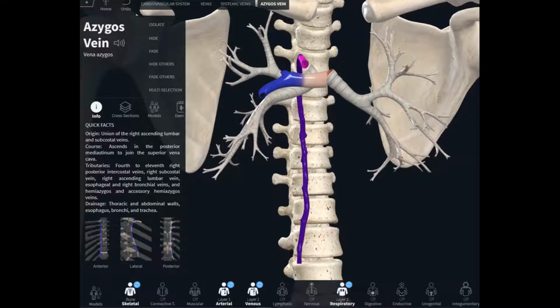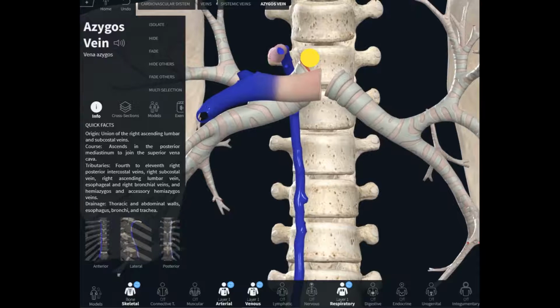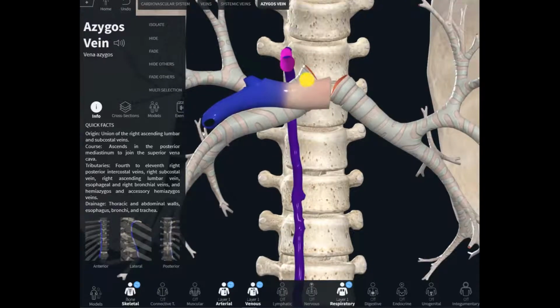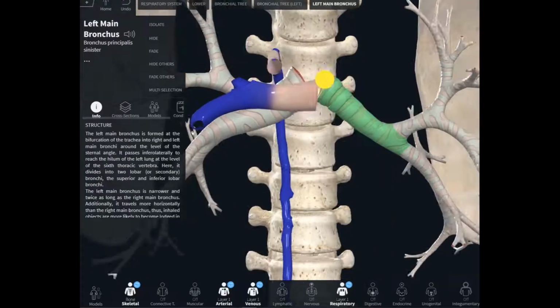Okay, so we all know that at approximately the level of T5, there is a bifurcation of the inferior portion of the trachea into the two bronchi. So we have the right bronchus and the left primary bronchus here.